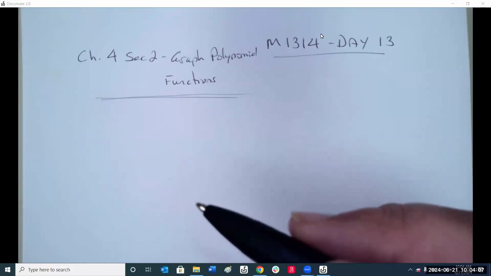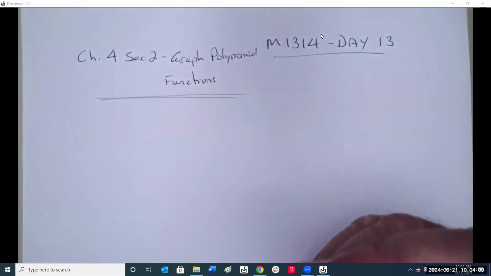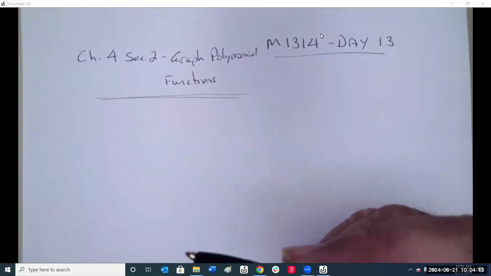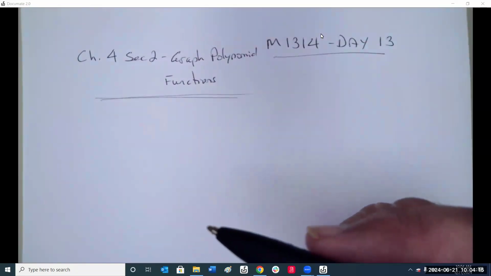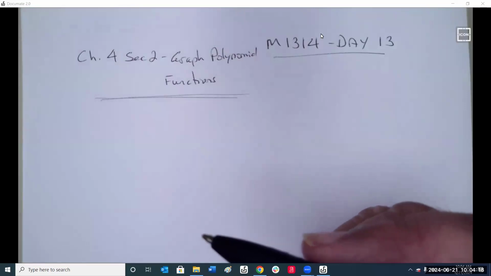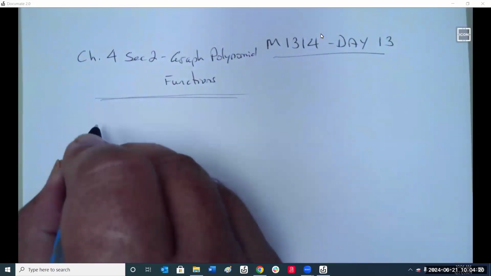Actually, what we've been doing already is find the x-intercepts, find the y-intercepts, multiplicities. So we've practically already done this. So let's look at the examples. Example 1.